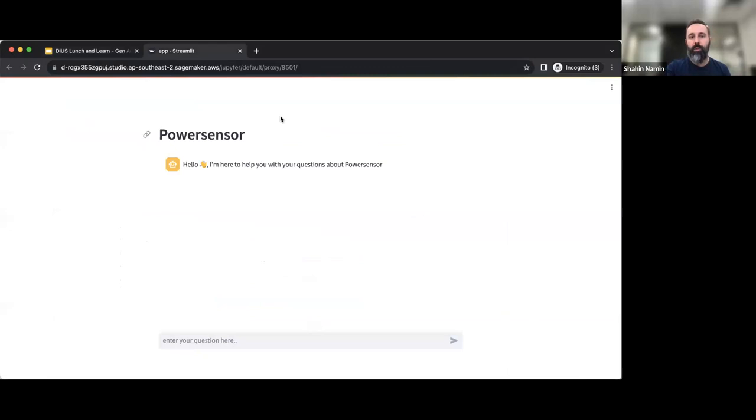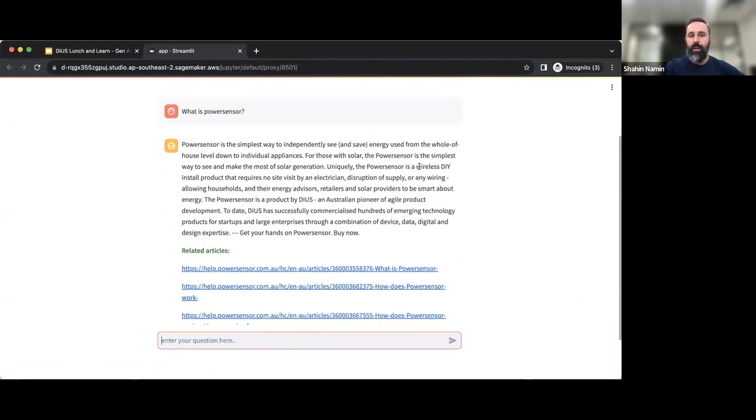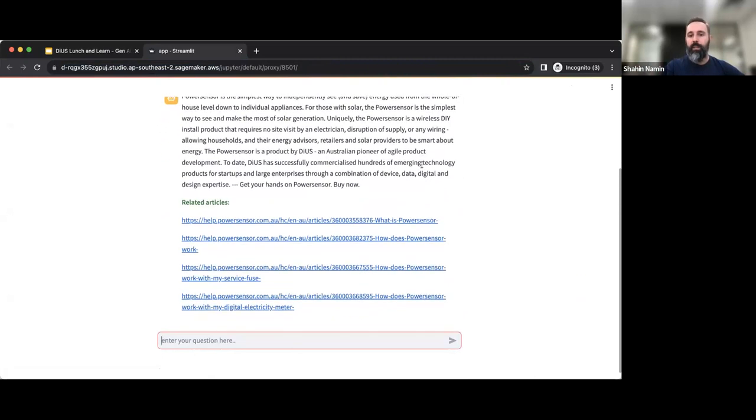So this is actually the implementation for PowerSensor. You might go and ask what is PowerSensor. And as you can see, there is a bit of lag, and that's because these models are pretty big. So that's something to have in mind. So it goes and basically searches using the vector database in the backend. It goes and finds the relevant information, and it gives you the answers and where it has found the answer from. So this is the answer, and it's actually pretty good, as you can see, and it even tells you where you can find the content that it gave you.